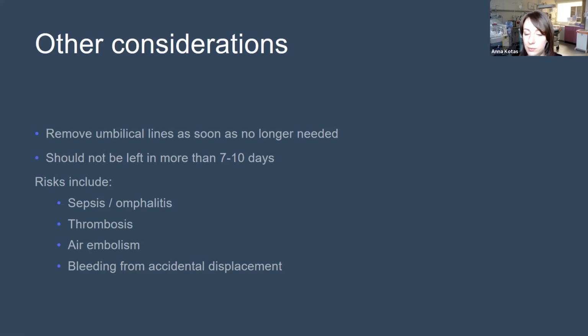So for that reason, babies who have umbilical lines in should always be nursed in the supine position, with the nappy not covering the cord, so that the site is always visible to the nursing staff. They should never be placed prone or covered.